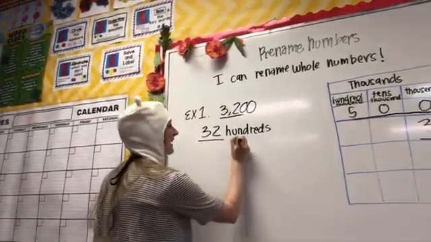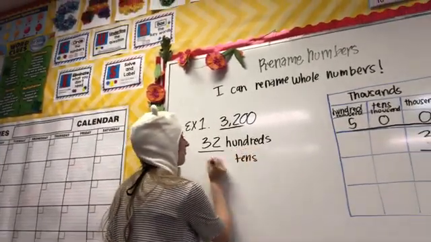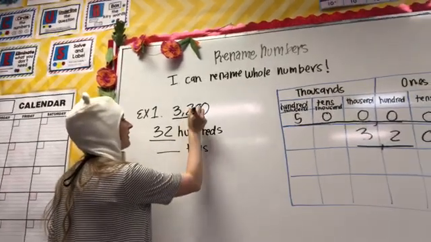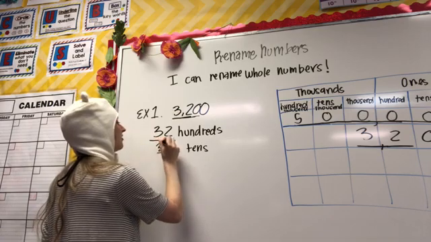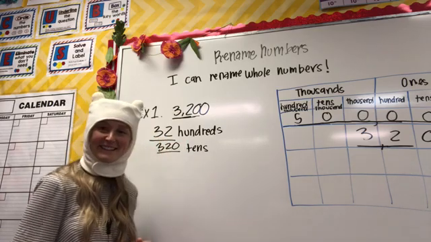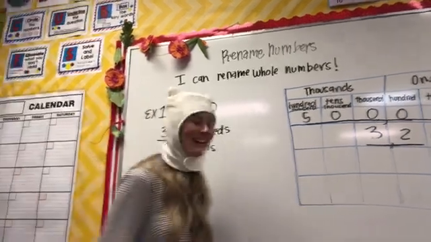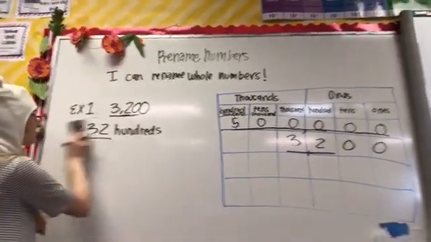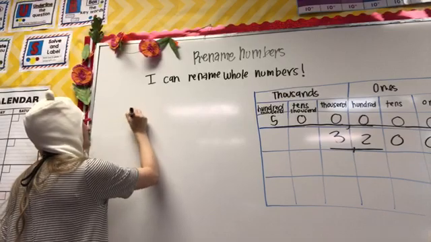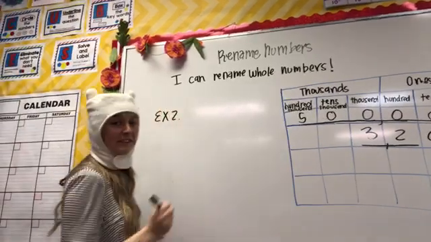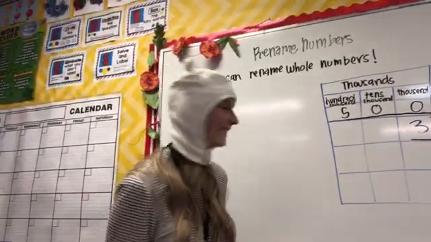If we wanted to say tens, we could say, oh, the zero is in the tens, so everything to the left of it, we'd have 320 tens. Crazy. All right, let's try another one. Example number 2. Remember, if I'm going too fast, you can always pause it and slow down.